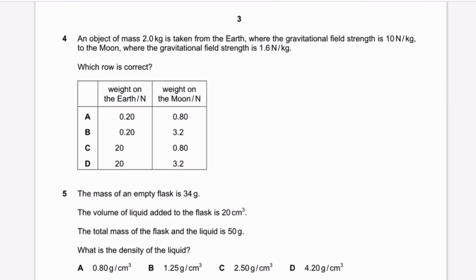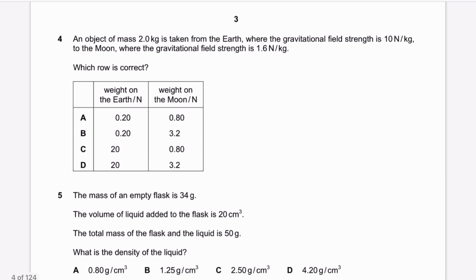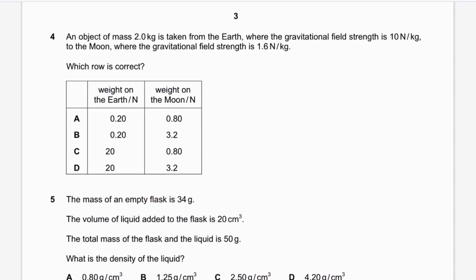Number 4. An object of mass 2 kgs is taken from the earth. It is 2 kgs on earth. Therefore, the weight on earth is W equals mg. So mass is 2 kgs and g is 10. Therefore, the weight of this object on earth is 20 newtons.